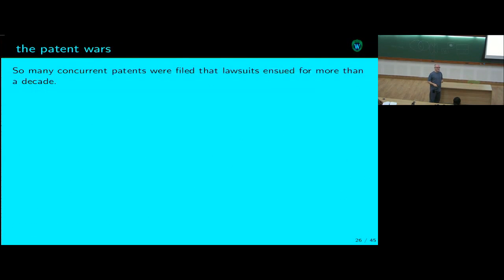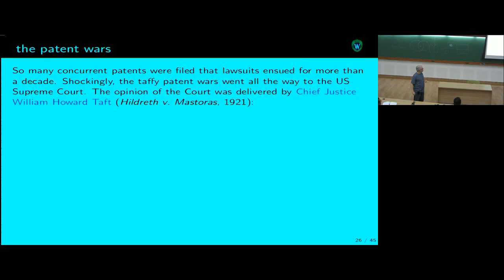The patent wars are interesting in themselves. I wasn't able to get to the bottom of it because I'm not a historian, but I did find something interesting. So many, many concurrent patents were filed in a few years. In fact, it went all the way to the US Supreme Court.